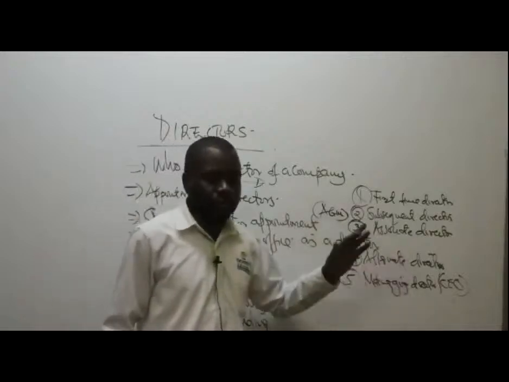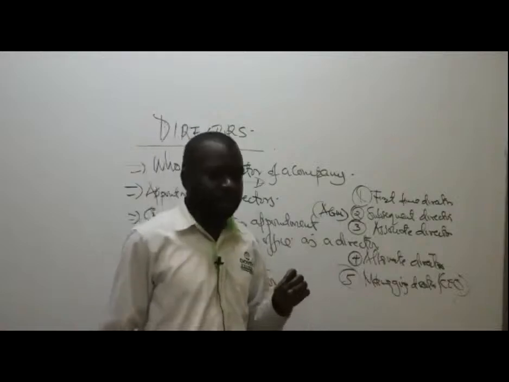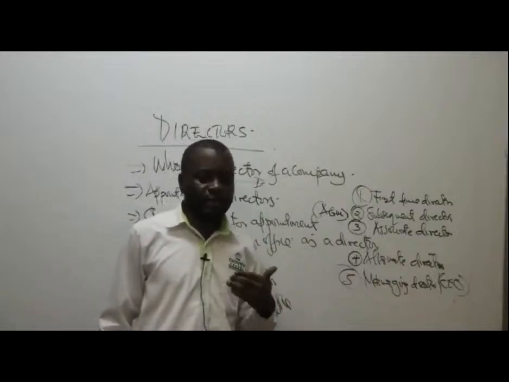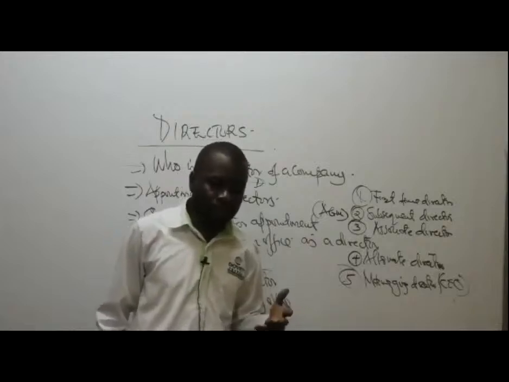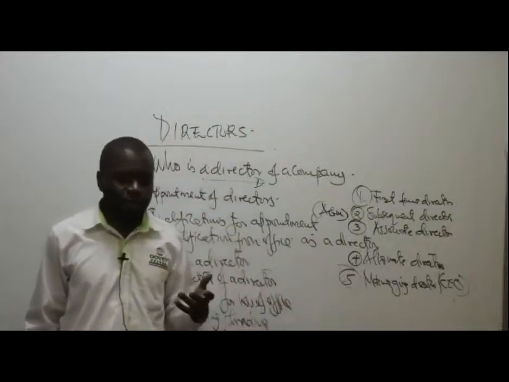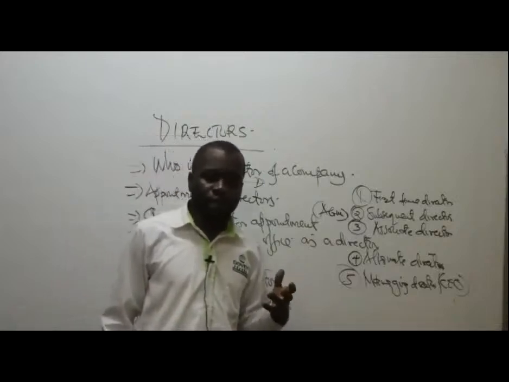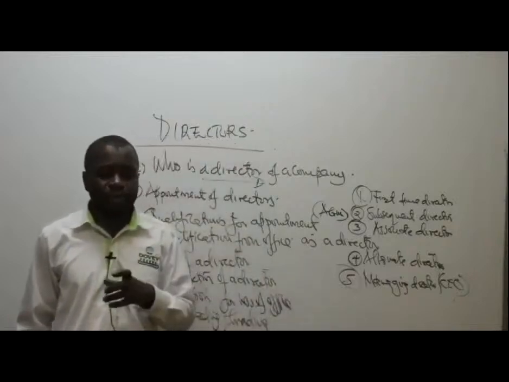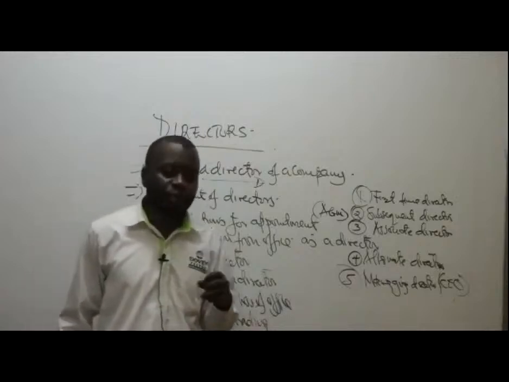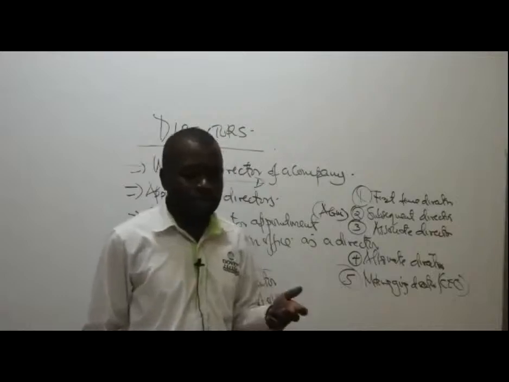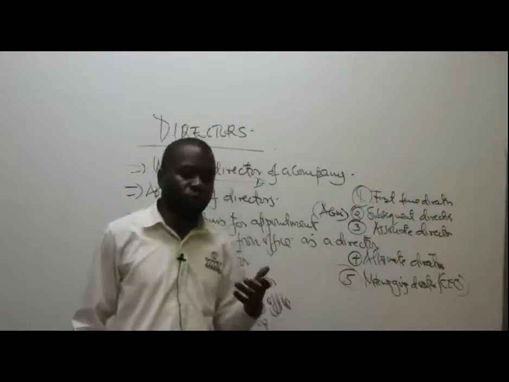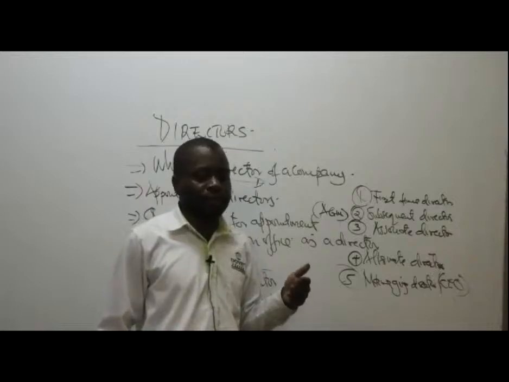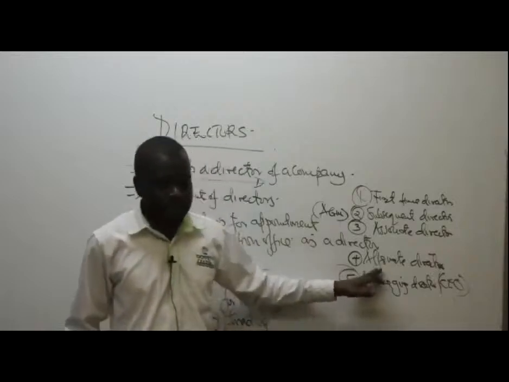Alternate director. Who is an alternate director? You might find that sometimes there's a director serving on the board of directors who is not able to attend the board meetings, maybe due to illness, or maybe he's out of the country to engage in other matters. So he's not able to attend the board of directors meetings. He can appoint someone to represent him or to sit in for him while he's away, or on medical leave, or due to other factors. That particular director will be termed an alternate director.